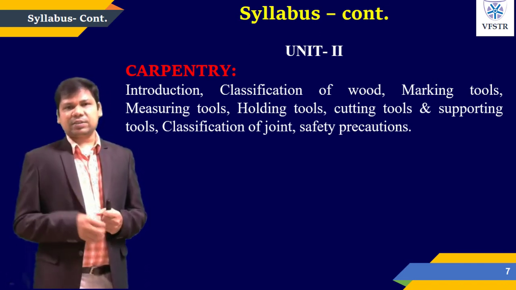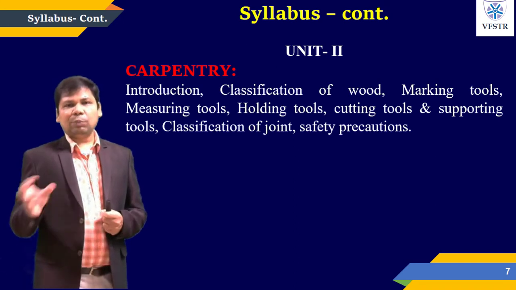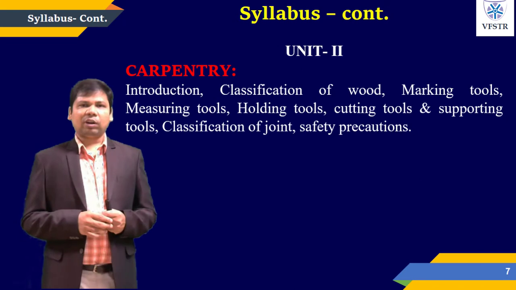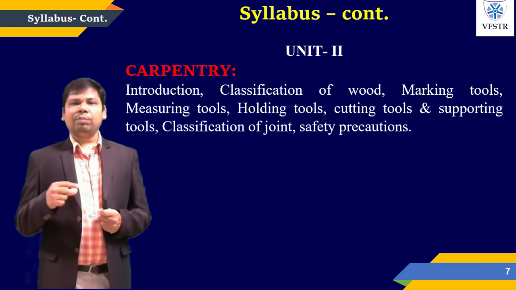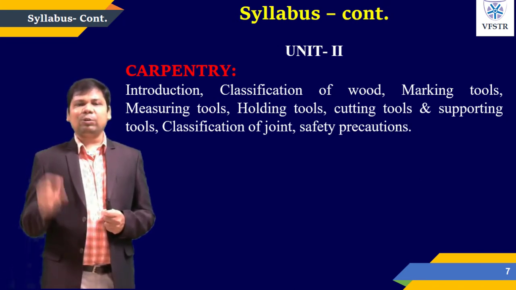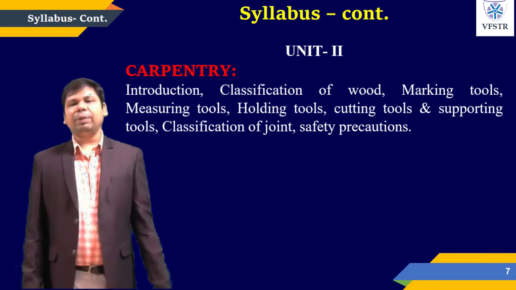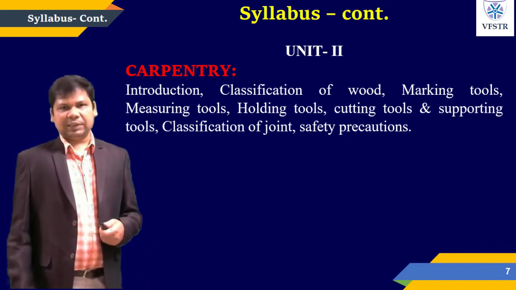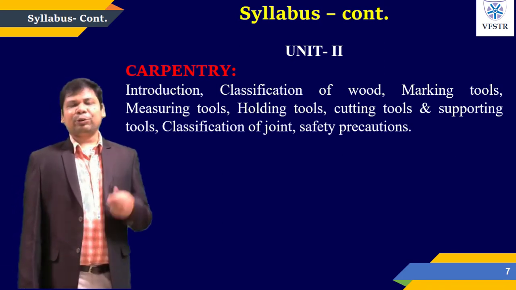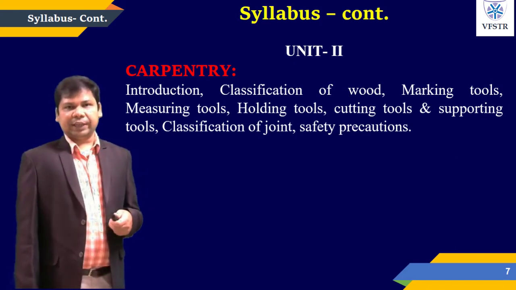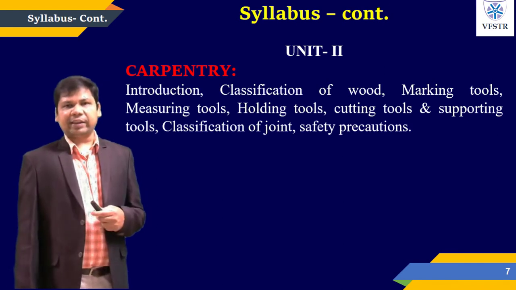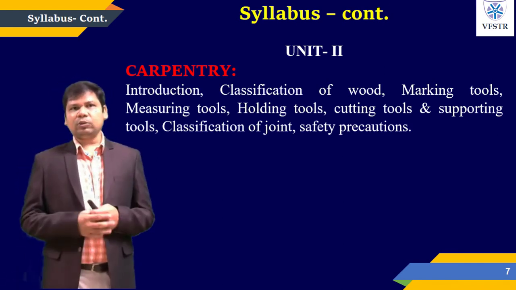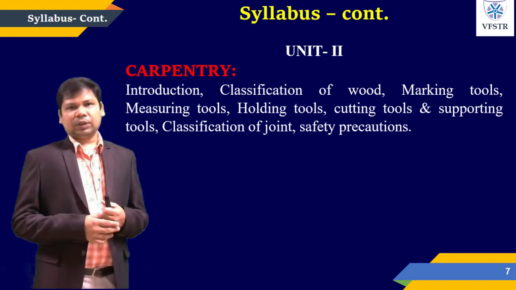What are its characteristics? Once you know about wood and wood properties, then we'll go directly to the wood material handling tools, in other words, carpentry tools. The list may be a little big, about 20 to 30 various tools. The tools may be categorized as marking tools, measuring tools, holding tools, cutting tools and supporting tools.